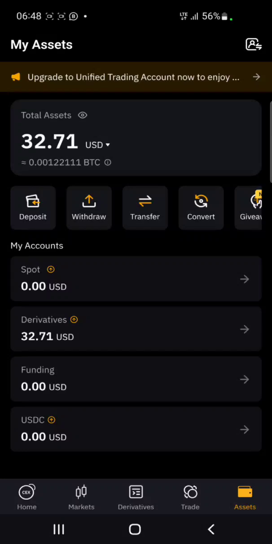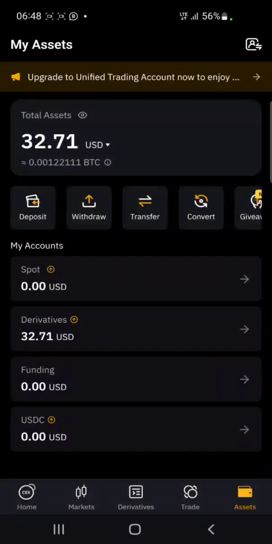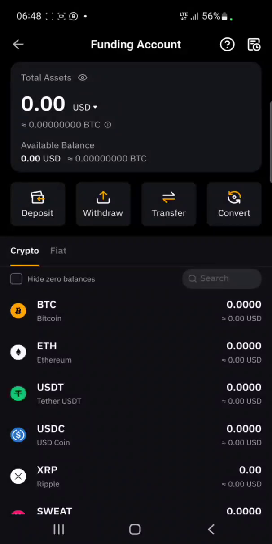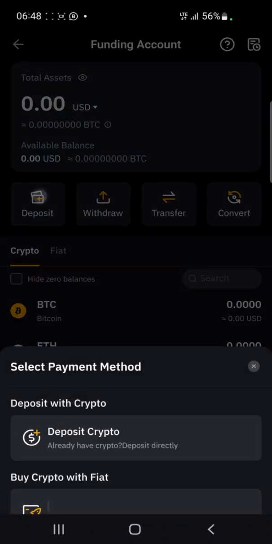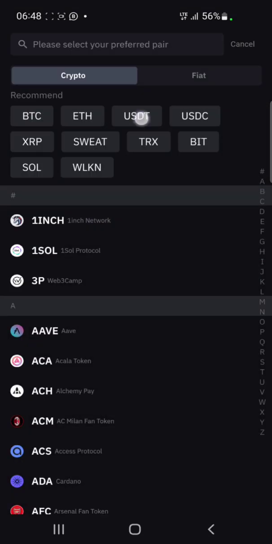So this is an account of $32, and I want to deposit funds. So let's say probably I want to deposit more. The first thing you're going to do is go to funding. When you go to funding, you see deposits. You click on deposits. Now, when you look at this, you see deposits with Naira, P2P deposit. If you want to deposit crypto from one cryptocurrency to another, you go to deposit crypto. Then you go to USDT.